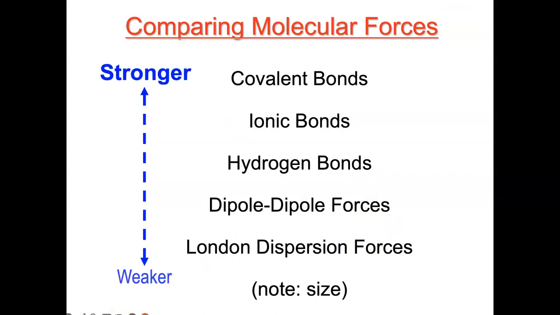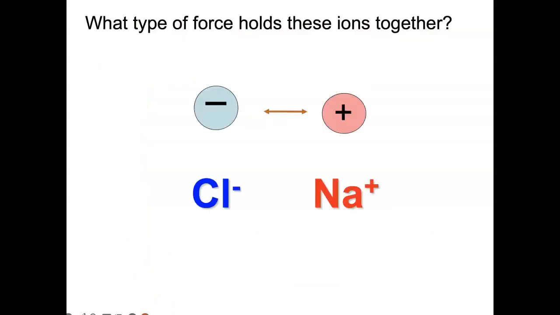All right, and so if we look at them from strongest to weakest, covalent bonds, of course, which are only really intramolecular force, are the strongest, followed by ionic bonds, hydrogen bonding, which is an intermolecular force, dipole-dipole, and then our weakest force is London. Now, London dispersion forces are very dependent on the size of the molecule, and that is very important. You need to know that.